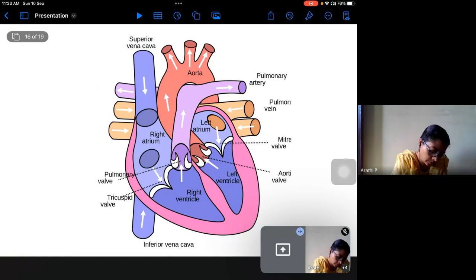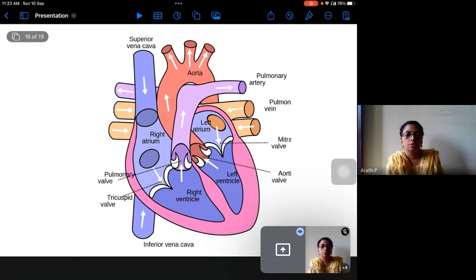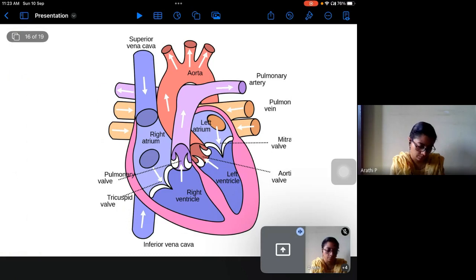So right atrium, right ventricle, and then it will go through the pulmonary artery to the lungs. It will be filled with oxygen. Then it will come back through the pulmonary veins to the left atrium, left ventricle. Then it will be sent to the body. That is all the heart does.